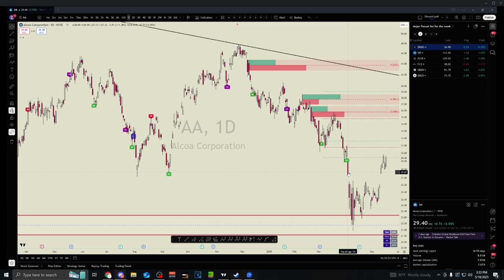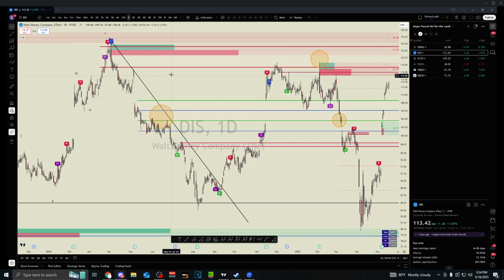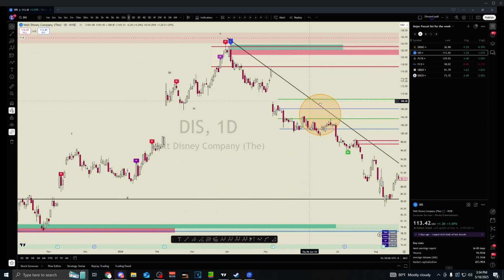because this indicator is not a smart one. It just applies all the rules that we have based on the DeMark concept. I think I can show a few examples on Disney. So let's see this.